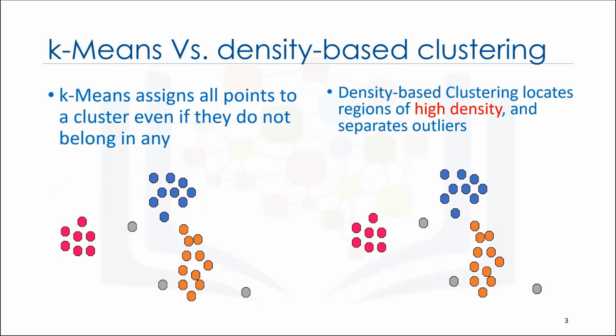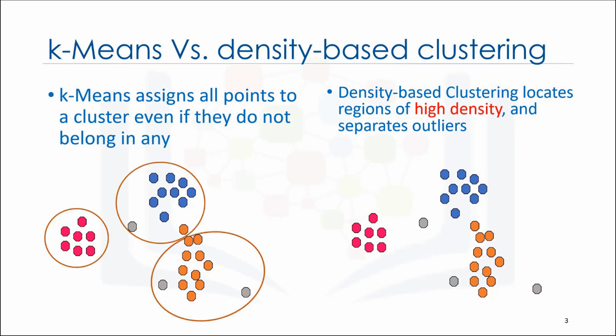Additionally, while partitioning-based algorithms such as k-means may be easy to understand and implement in practice, the algorithm has no notion of outliers. That is, all points are assigned to a cluster even if they do not belong in any. In the domain of anomaly detection, this causes problems as anomalous points will be assigned to the same cluster as normal data points. The anomalous points pull the cluster centroid towards them, making it harder to classify them as anomalous points.